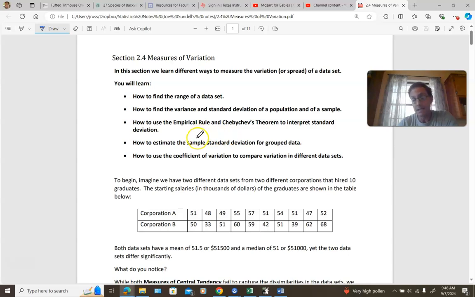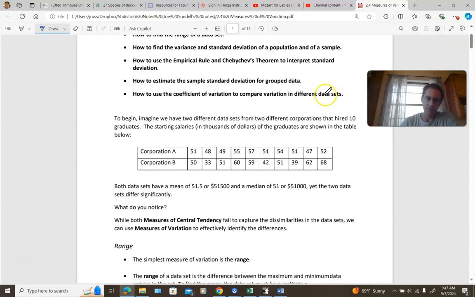And then how to estimate the sample standard deviation for grouped data. This is going to be similar to how we estimated the mean for data that was grouped. If you guys recall that frequency distribution in which we didn't actually know what the data was, but we knew how many data entries were within each class, from that we were able to estimate the mean. And then finally, how to use something called the coefficient of variation to compare variation in two different data sets, and this is very important. All right, so let's get started.